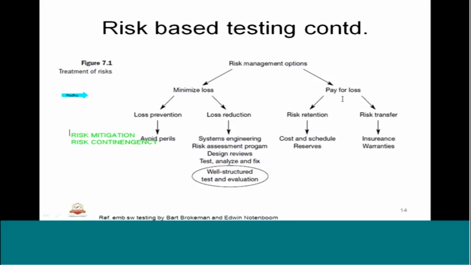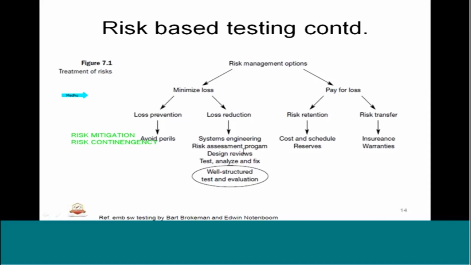Okay. So minimize loss is one category of treatment of the risk, where loss prevention and loss reduction and any threats we have will be done with the help of a certain mitigation plan. So that will work out for the loss prevention. And in loss reduction, system engineering, risk assessment program, design reviews, test, analyze and fix, well structured test and evaluation. So all this will be part of the loss reduction.